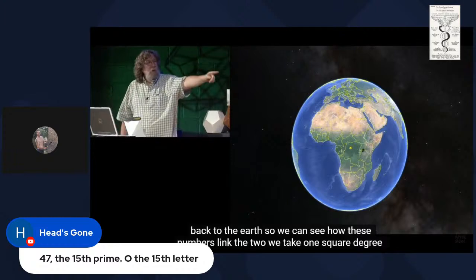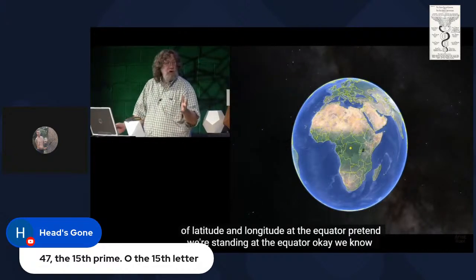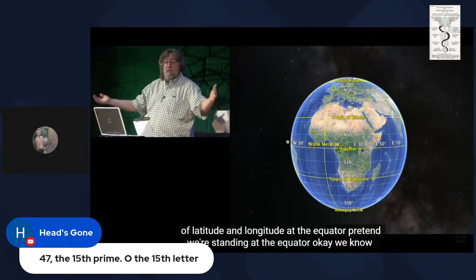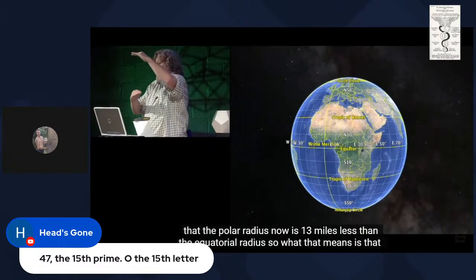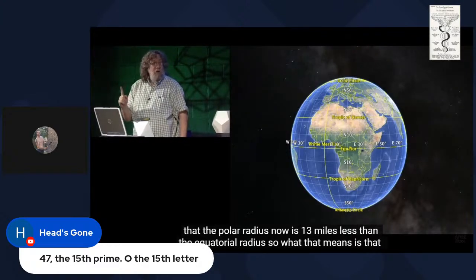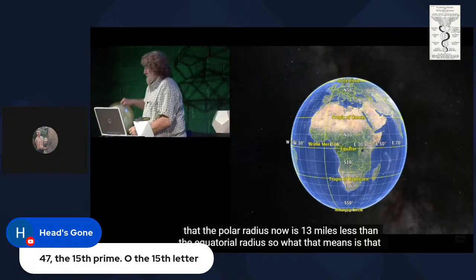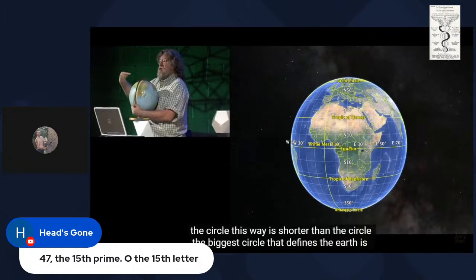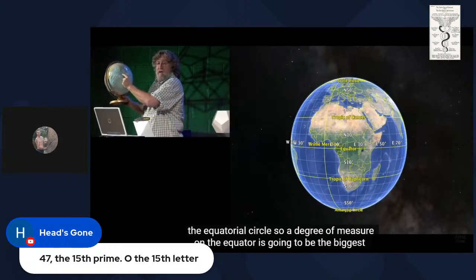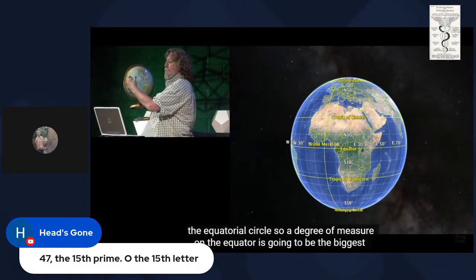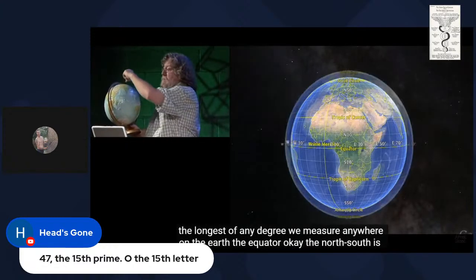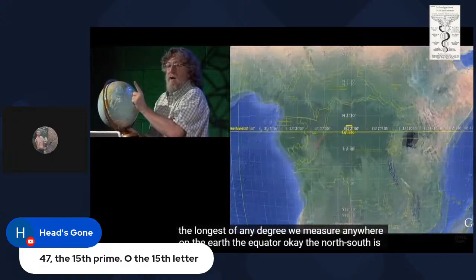So now we're going to go back to the Earth so we can see how these numbers link the two. We take 1 square degree of latitude and longitude at the equator. Pretend we're standing at the equator. We know that the polar radius is 13 miles less than the equatorial radius. So the circle this way is shorter than the biggest circle that defines the Earth, the equatorial circle. A degree of measure on the equator is going to be the longest of any degree we measure anywhere on the Earth.